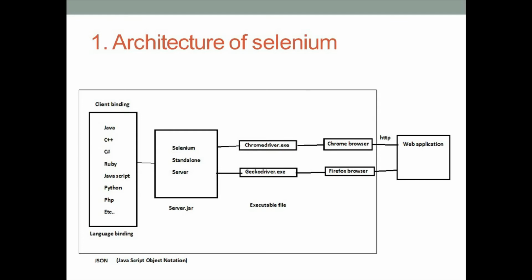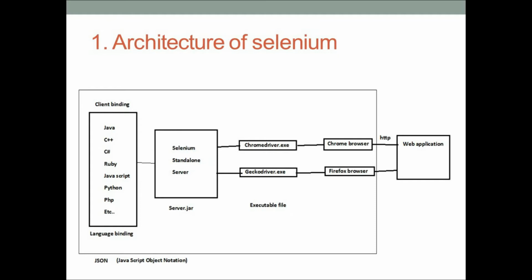JSON stands for JavaScript Object Notation. It takes up the task of transferring information from the server to the client. JSON Wire Protocol is primarily responsible for the transfer of data between HTTP servers. The generated JSON is made available to browser drivers through HTTP protocols.